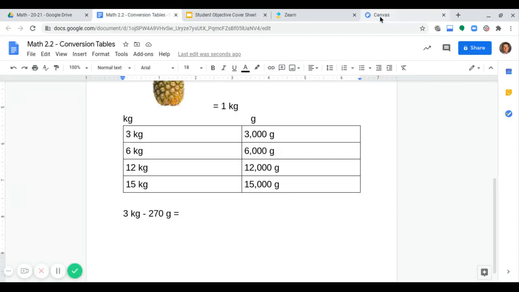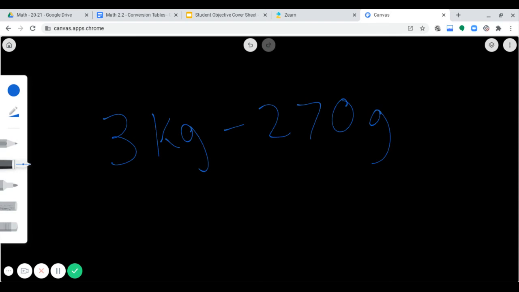All right. So again, if I look at this problem, 3 kilograms minus 270 grams. Well, I can't solve that right now because I have different units. Kilograms are different than grams. So before I solve it, I want to convert those kilograms into grams. How many grams is 3 kilograms worth? Well, 3,000 grams. Right?